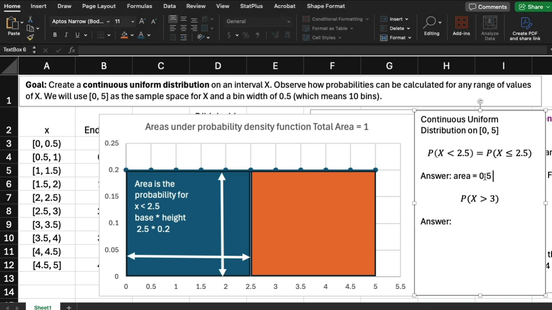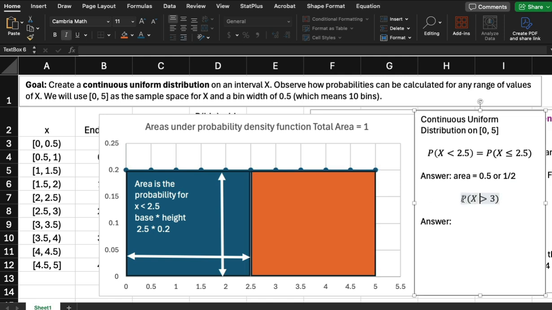So 0.5 or 1/2, which makes sense because our 0 to 5 interval has been split into two equal pieces, right? 0 to 2.5 is exactly halfway. Because it's a uniform distribution, we expect the area of the first half to be the same as the area of the second half. We expect those two areas to be exactly the same. All right? So the answer to that question, the probability of x less than 2.5, is 1/2 or 0.5.